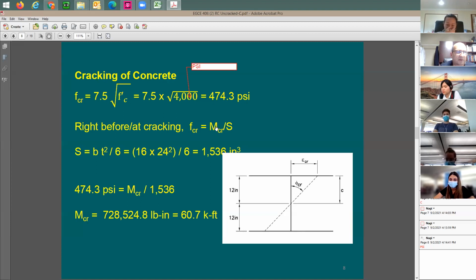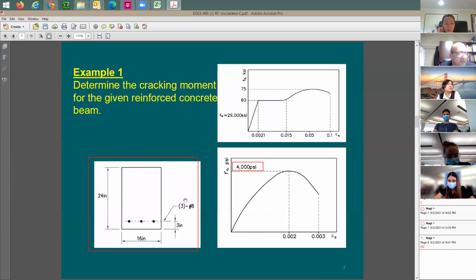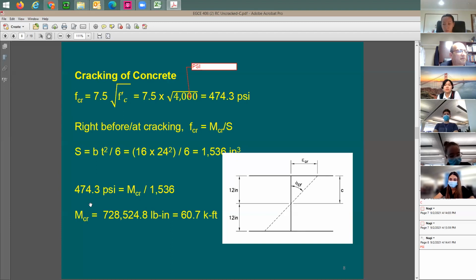This is why Mcr, or M cracking, is going to be equal to the section modulus multiplied by fcr. Now you have fcr as a numerical value, and you have S also. You can figure out the numerical value for the section modulus, b t squared divided by 6 for the rectangular section given in this example. And all you need to do is just multiply the two values by each other. And as you see here, the difference between this value and that value is going to be converting it from pound inch to kip foot.